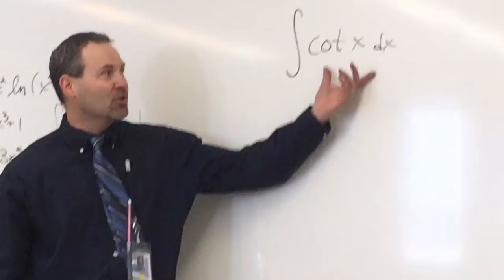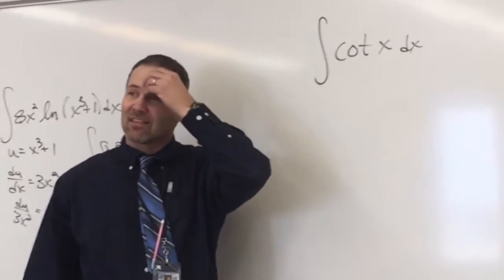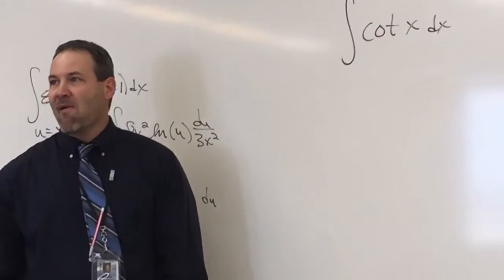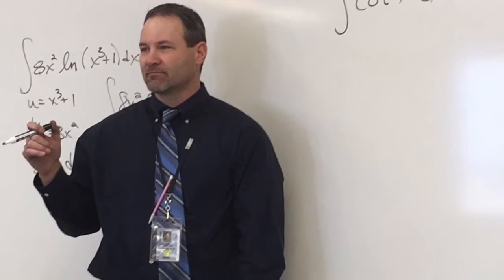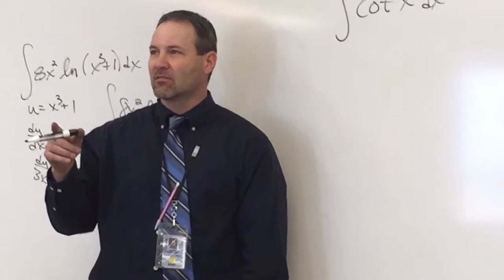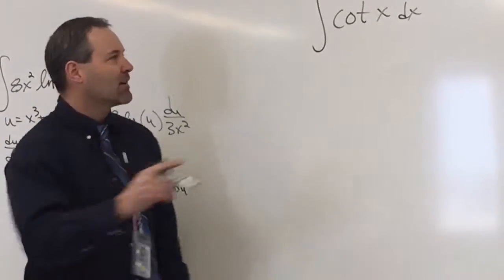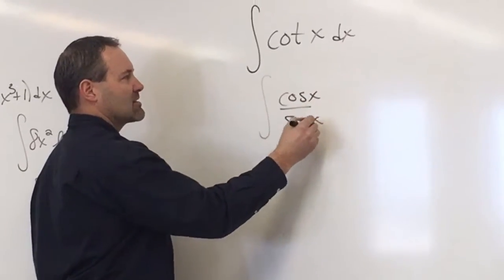We don't know what our u is here. We shouldn't choose u as x. That doesn't really get us anywhere. Cotangent. How could I rewrite cotangent? 1 over tangent. Or cosine over sine. Which one do you want to try? Cosine over sine. I agree. Cosine x over sine x dx.